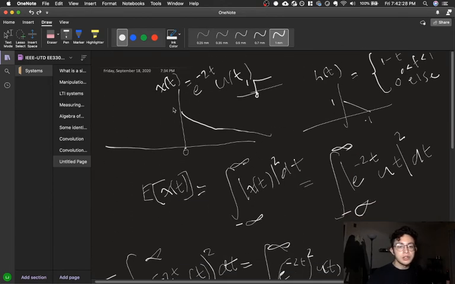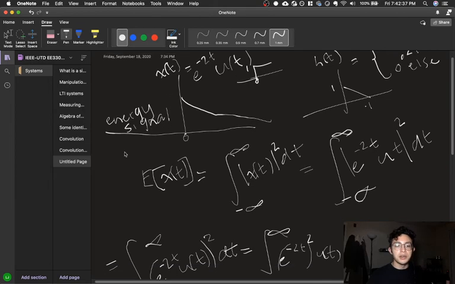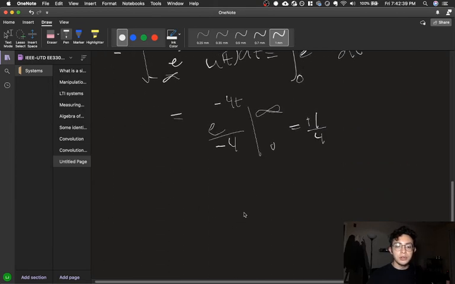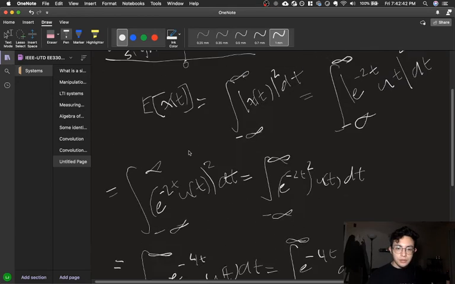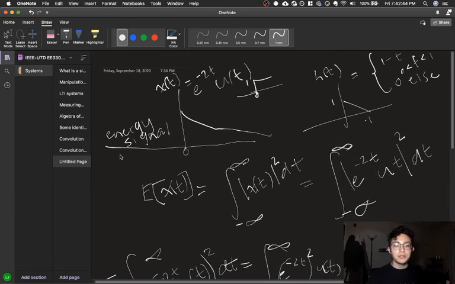So this is called an energy signal. This is an energy signal. And something that doesn't go to infinity, something that doesn't have infinite support, will typically be an energy signal.